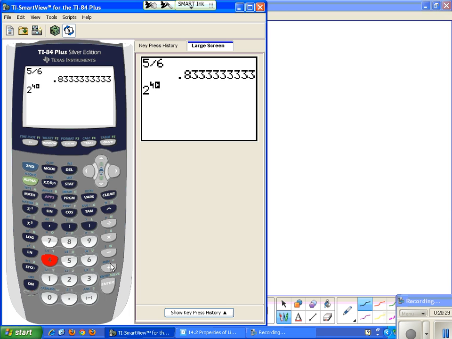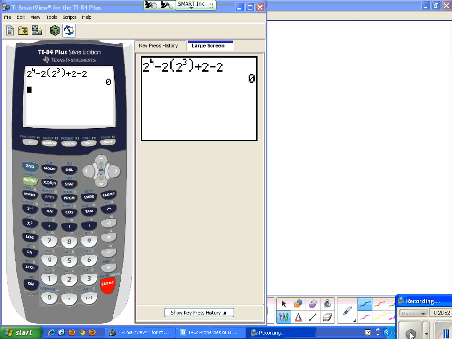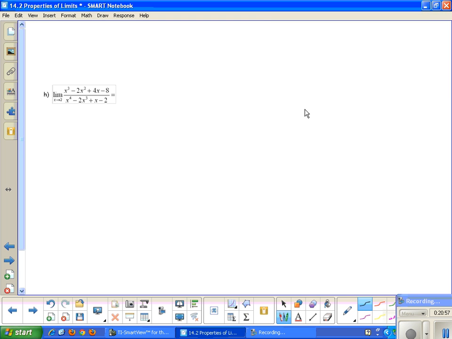So let's go ahead and plug that right into our calculator. We have 2 to the fourth power minus 2 times 2 to the third power plus 2 minus 2. Whoops. These new calculators always mess me up. So when I did that, notice I get 0. If I get 0, that means I need to do something else in order to find this limit, such as maybe factoring probably would help.